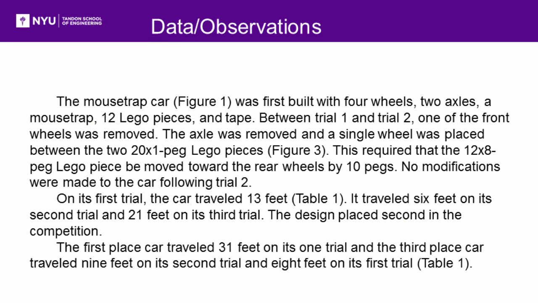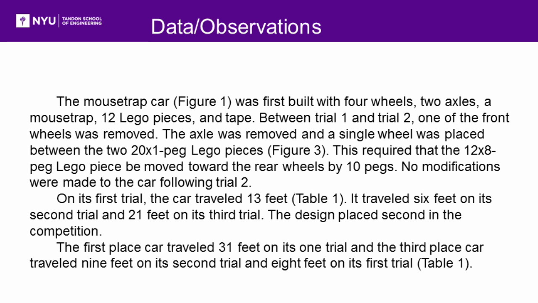So now this is what I would expect to see in a data and observation section for a mousetrap car lab report. Again, a discussion of the modifications made to the car between trials with reference to the illustrations, figure one, figure three, and then a paragraph about how the car that is the subject of this report performed during its trials, with again, a parenthetical reference to the table that contains the competition results.